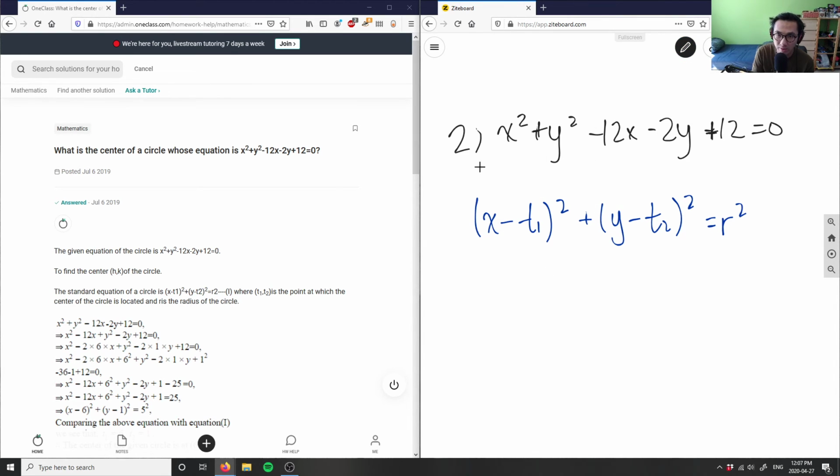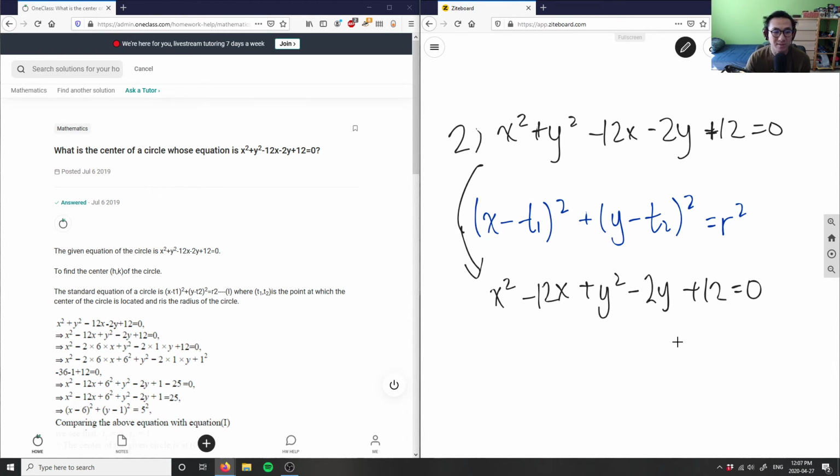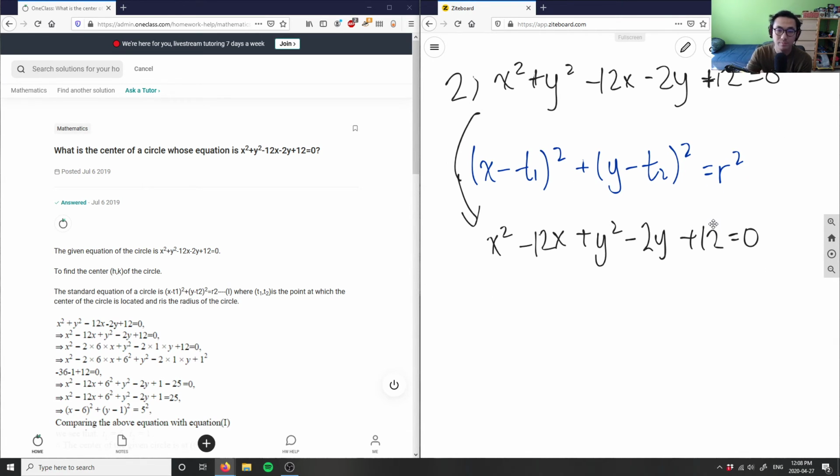So I'm going to rearrange this equation to write x squared minus 12x plus y squared minus 2y plus 12 equals 0. I'm just putting the x's and the y's together. And what we can do with this is start factoring out specific things. We want to factor out this x squared minus 12x term, and this y squared minus 2y term.